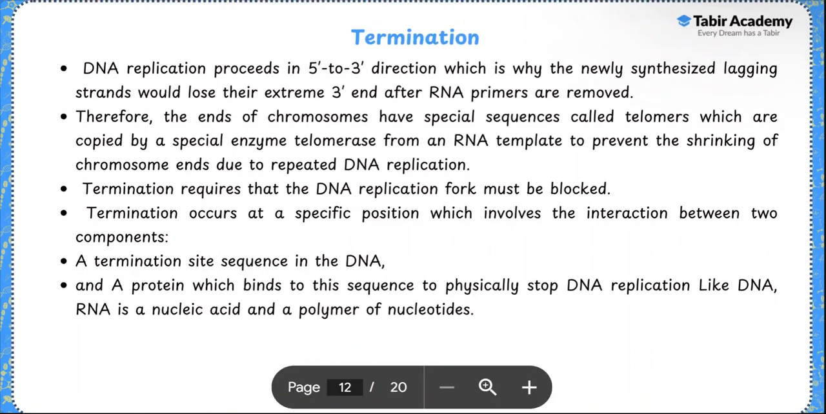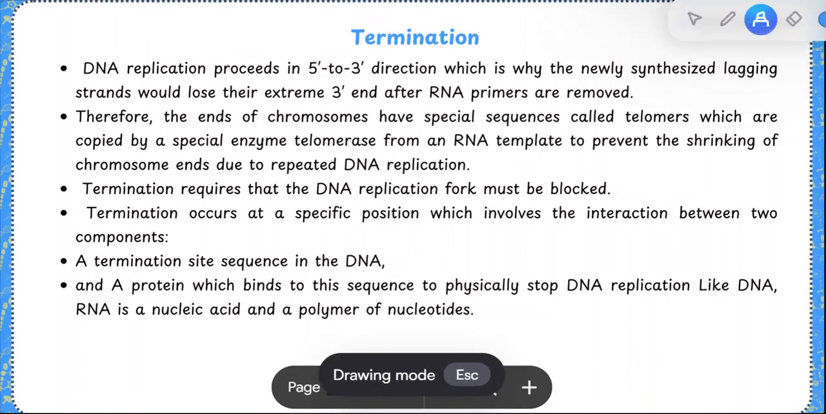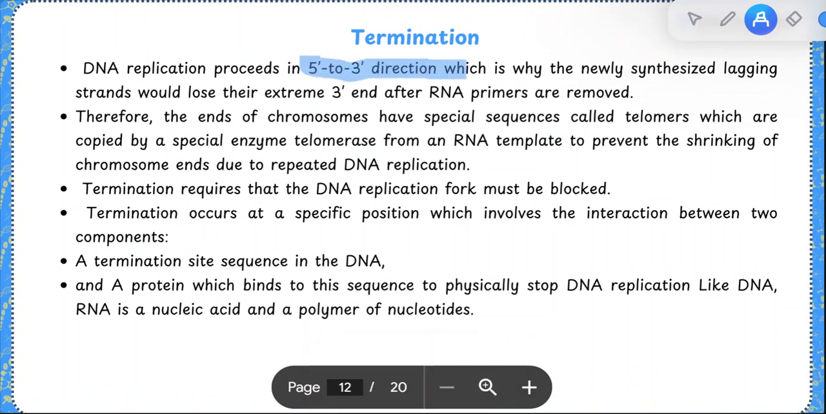So lastly we have termination. ठीक है? So we know that DNA replication proceeds in a 5 prime to 3 prime direction, which is why the newly synthesized lagging strand, जहाँ पे आपके Okazaki fragments बन रहे थे, would lose their extreme 3 prime end after RNA primers are removed. The 3 prime end you need to remember is away from the replication fork.